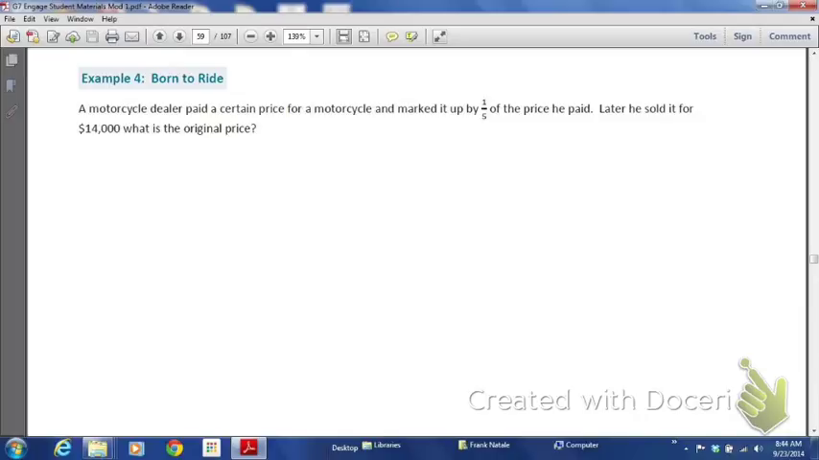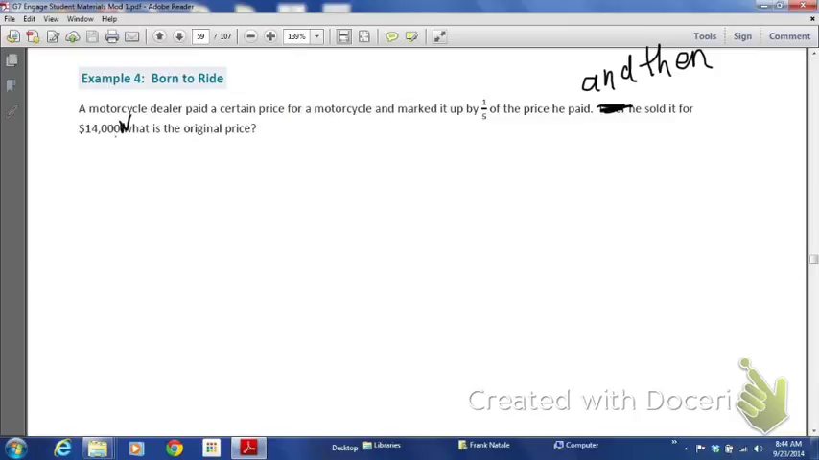We'll do example 4, born to ride. All right, let me read this. I know there's a bit of a typo in this one. A motorcycle dealer paid a certain price for a motorcycle and marked it up by 1/5 of the price he paid. And then he sold it for $14,000. That should be a period, right? And then we can make a capital W there.